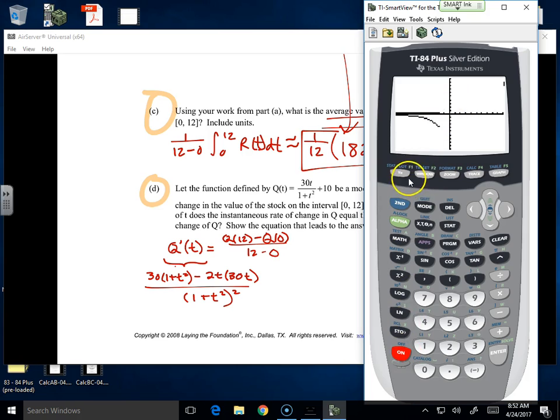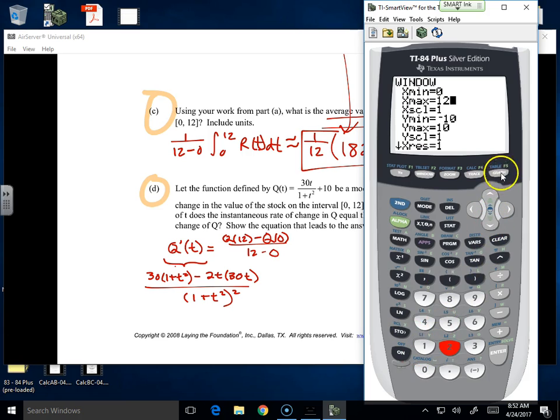Oh, you know what, guys? Don't they tell us 0 to 12? Yeah. So we could always change our window to be 0 to 12. Maybe that would help just a little bit.